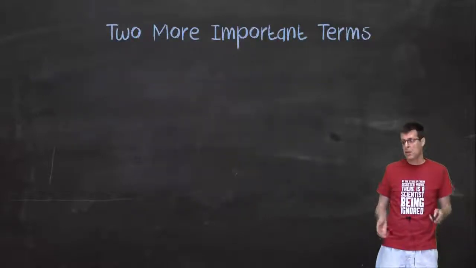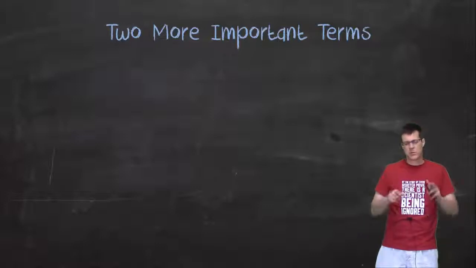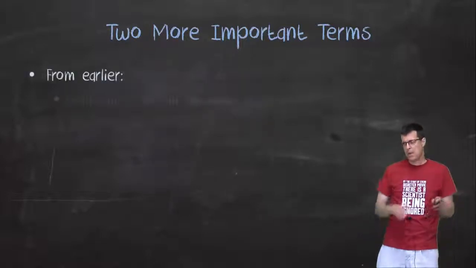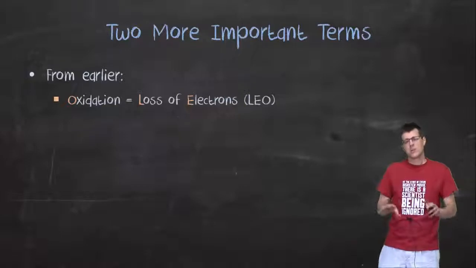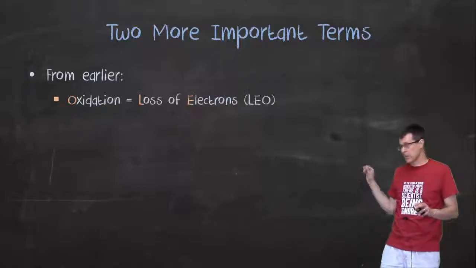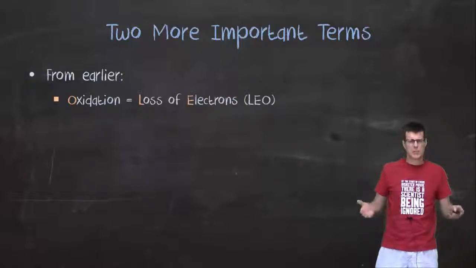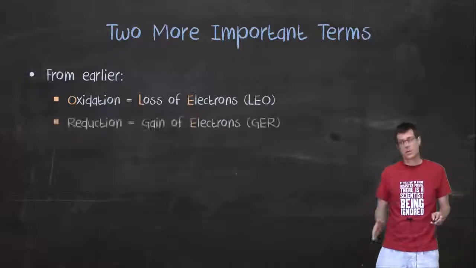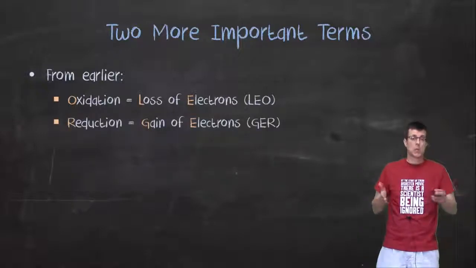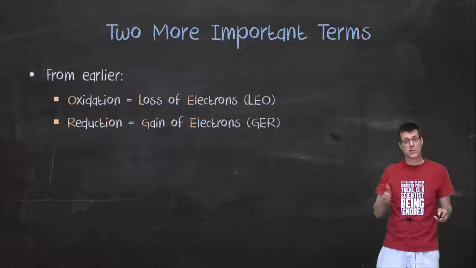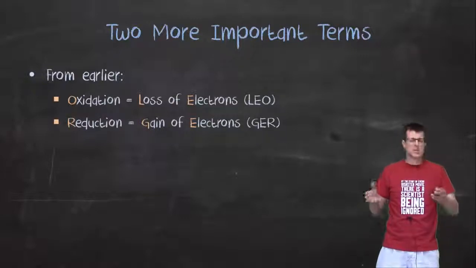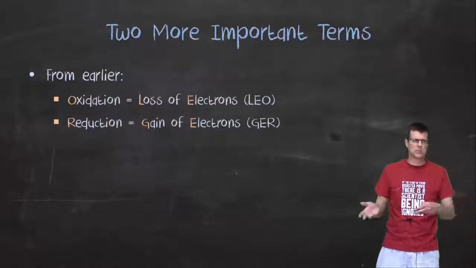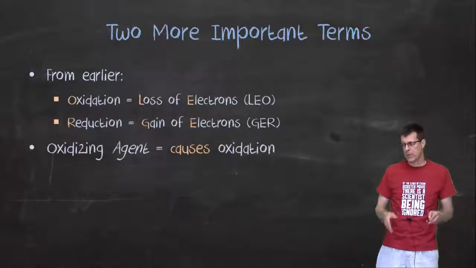Too easy. Okay, a couple of other important terms, and this is going to make some heads spin. We know that oxidation is a loss of electrons, and you'll sometimes see the acronym LEO for loss of electrons is oxidation. You'll sometimes see the acronym GER for gain of electrons is reduction. You'll sometimes see little rhymes about Leo the lion saying GER, but no, whatever.